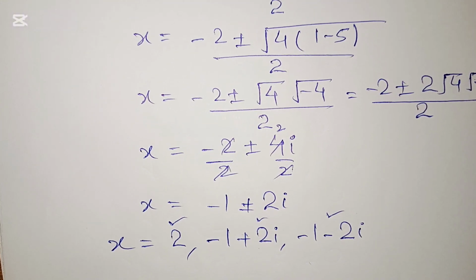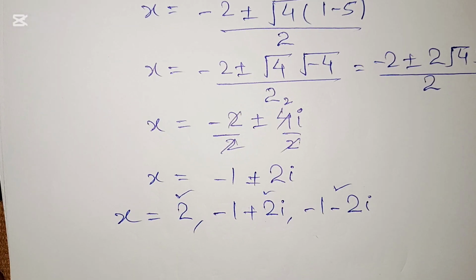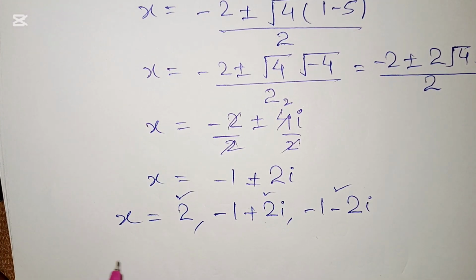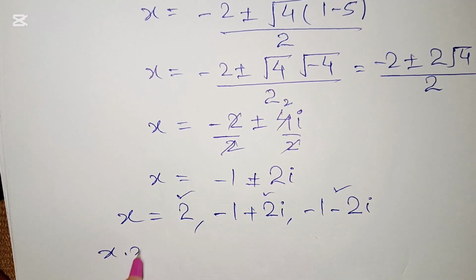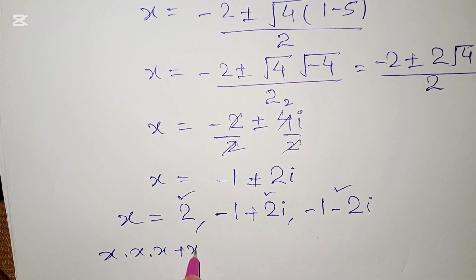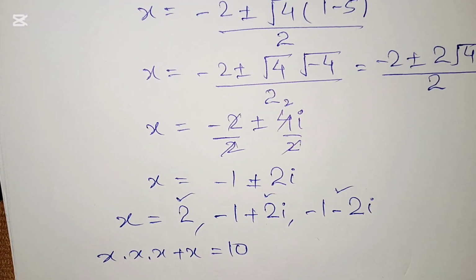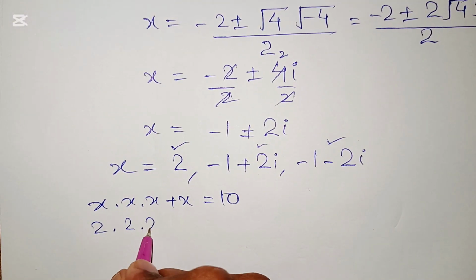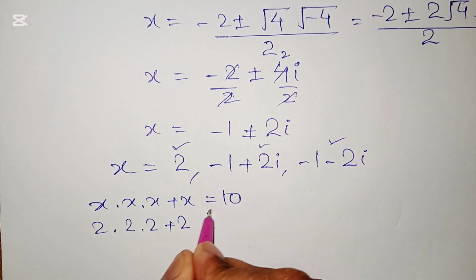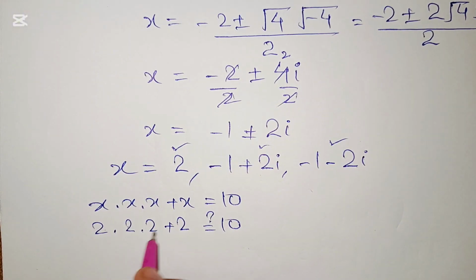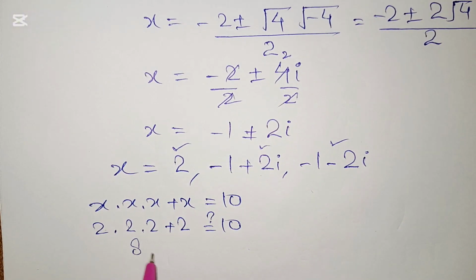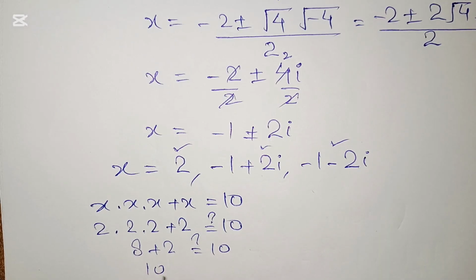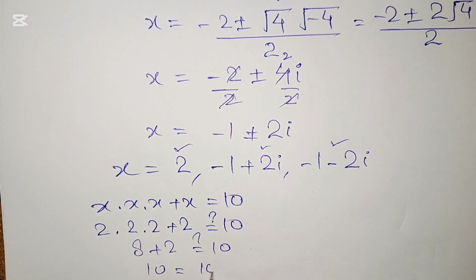Now we will put these values in to check whether our answer is correct or not. First we'll check this value. We have x into x into x plus x equals 10. It will be 2 into 2 into 2 plus 2 equals 10. 2 into 2 into 2 is 8. 8 plus 2, 10 equals 10. It means the value of 2 is correct.